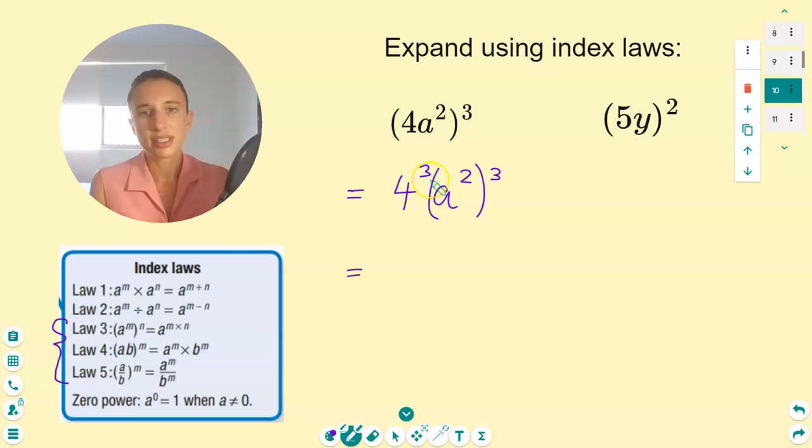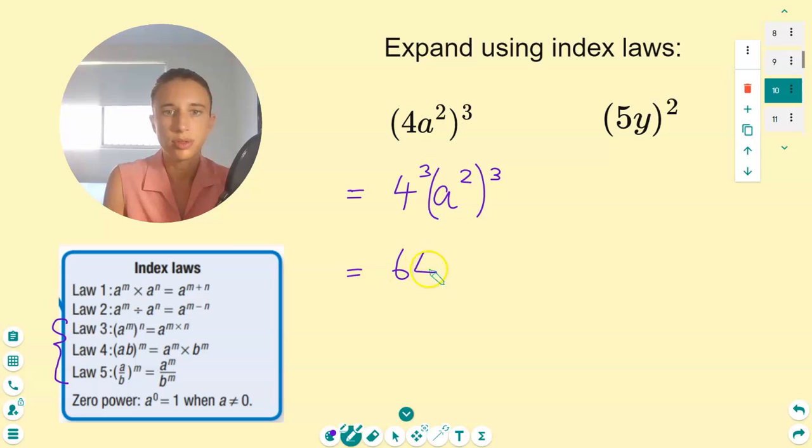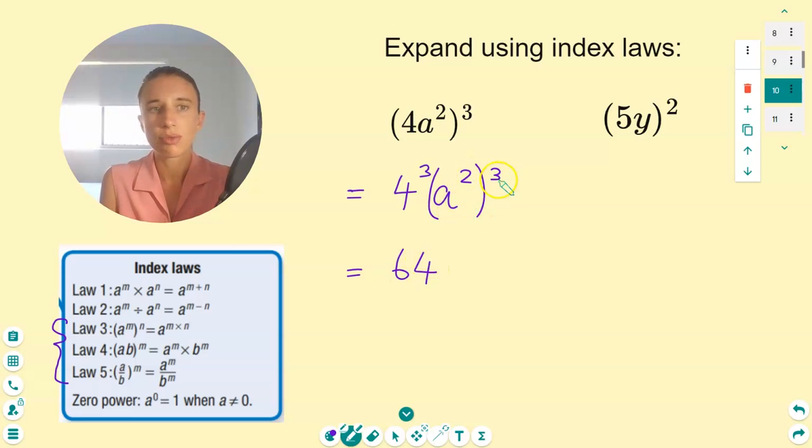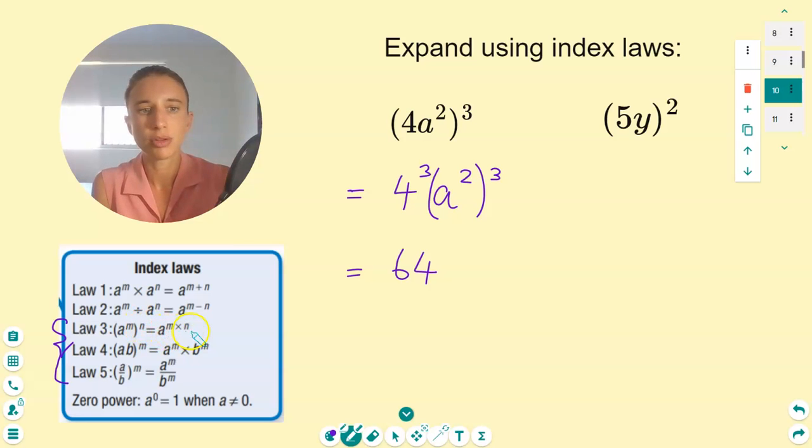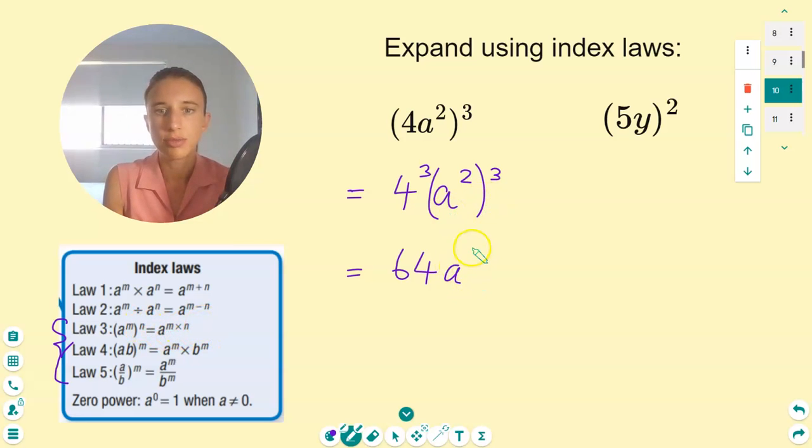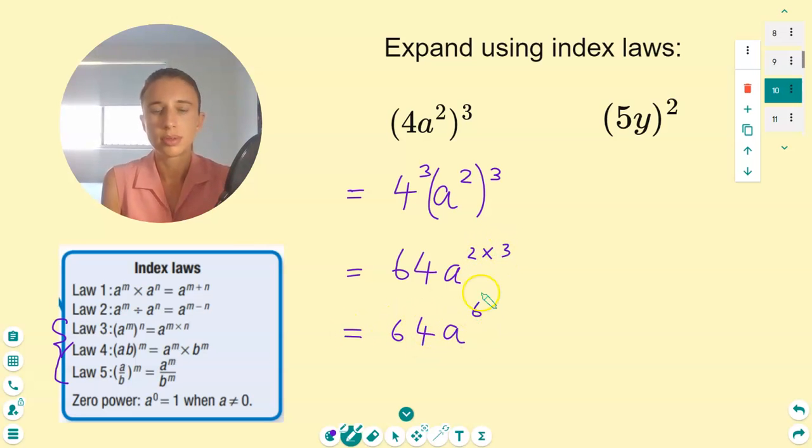So 4 cubed, let's evaluate that. I can put that in my calculator. 4 cubed is 64. Now what about a squared raised to the power of 3? Can you see that that corresponds to law 3? We've just used law 4, and now we're looking at law 3. A to the m raised to the power of n means you multiply those powers. So I can write that step in and then simplify a little bit more. And that's our answer.